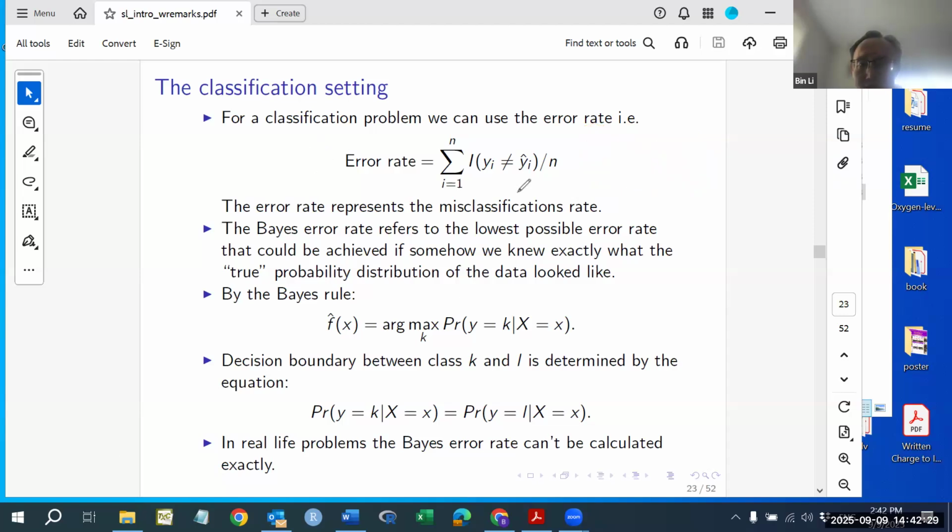So for the classification setting, the error rate can be defined as this. This is the indicator function for yi not equal to yi hat. When this condition holds, we have a value equal to 1. Otherwise, it's 0. So this is the error rate. N is the sample size. And the Bayes error refers to the lowest possible error rate that could be achieved if somehow we knew what the true probability distribution of the data looks like.